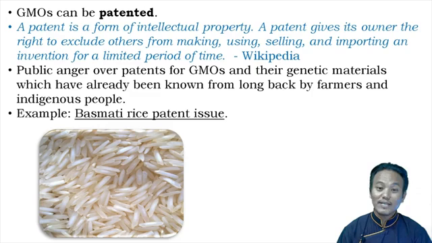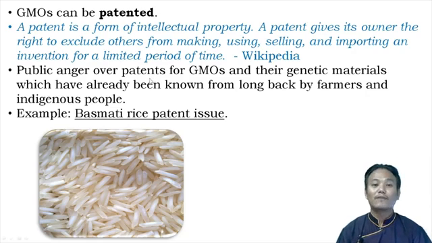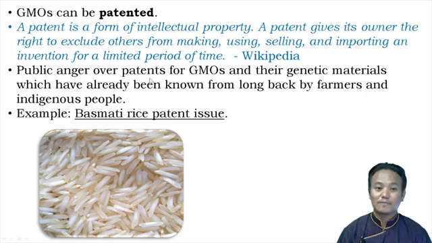Right. Now, this has caused some ethical issues. For example, there has been public anger over patents for genetically modified organisms and their genetic materials, which have already been known from long back by farmers and indigenous people. So some scientists and some companies apply for patents for genetically modified organisms and genetic materials which have already been known from long back by farmers and indigenous people, and this is causing public anger. So this is just being lazy. The scientists are being lazy. They are just applying for financial benefits. They are just trying to own something which does not belong to them.